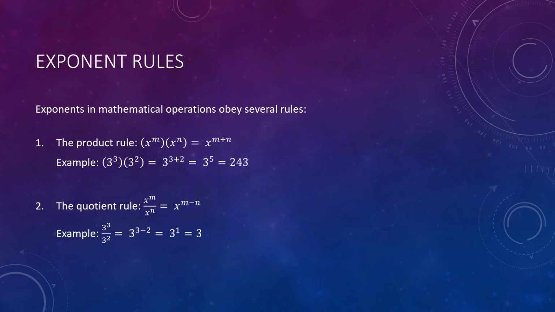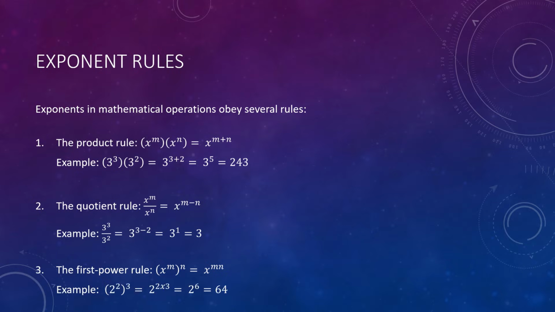Next up is what we call the first power rule. This is when you take a number raised to an exponent and then raise that to another exponent. So we could say x raised to the mth power raised to the nth power. In this case, you just multiply the exponent straight across, so we have x to the m times n. So let's say we have 2 raised to the second power, then raised to the third power. That gives us 2 raised to the sixth power, or 64.